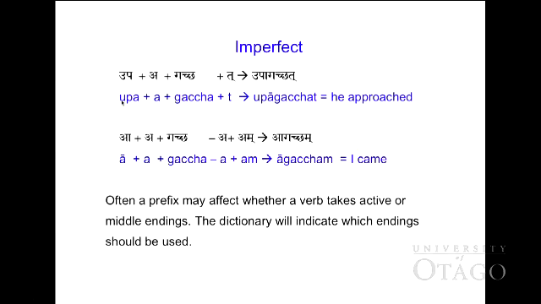Another example, upa plus augment and stem kacha, ending t. So apply the Sandhi rule over here. Upa plus a will be upa. Upakachat, he approached. Past tense, so third person singular. The next one, prefix, augment, stem kacha, and this ending for first person singular. So it will be akacham, I came.